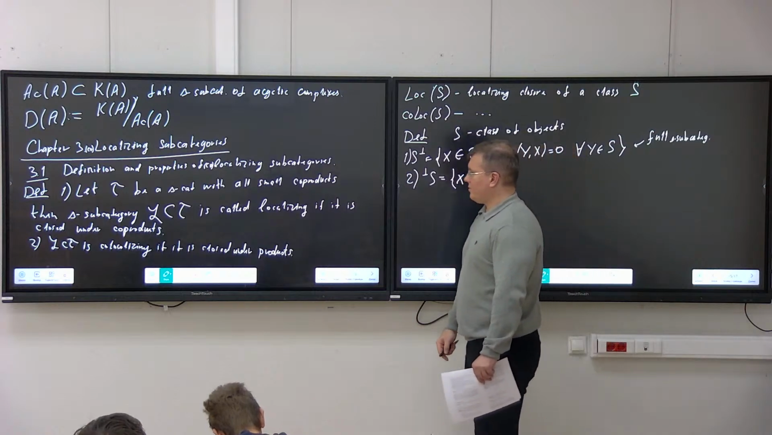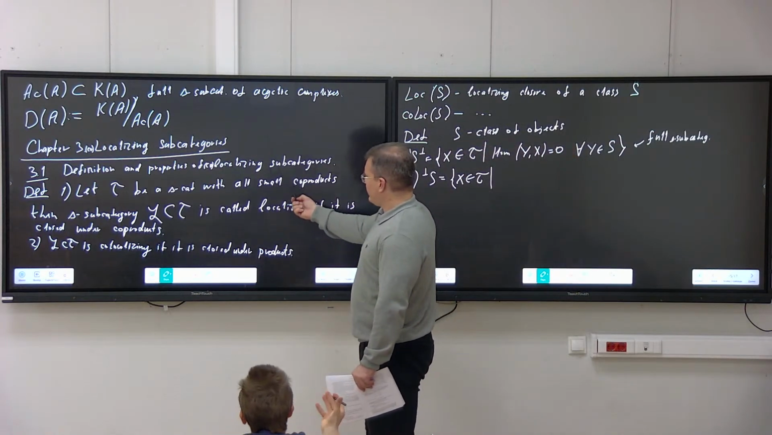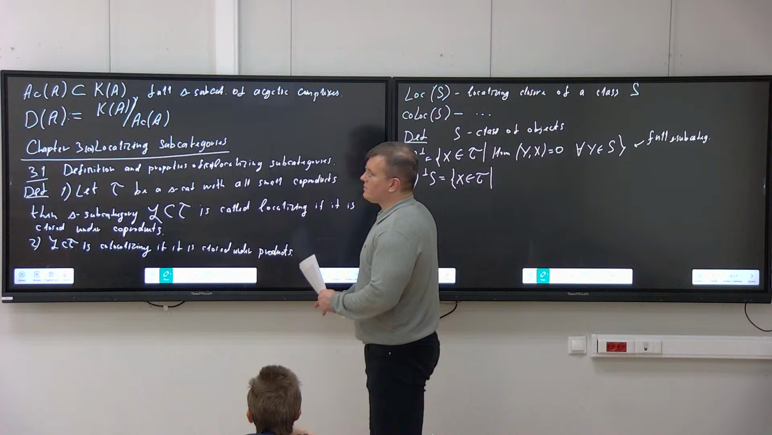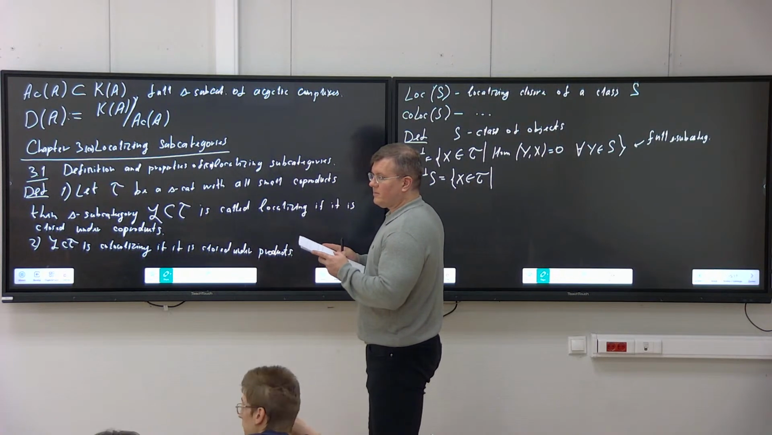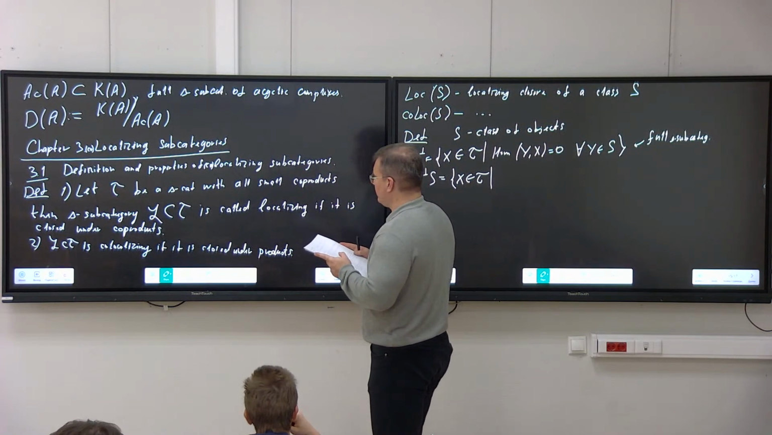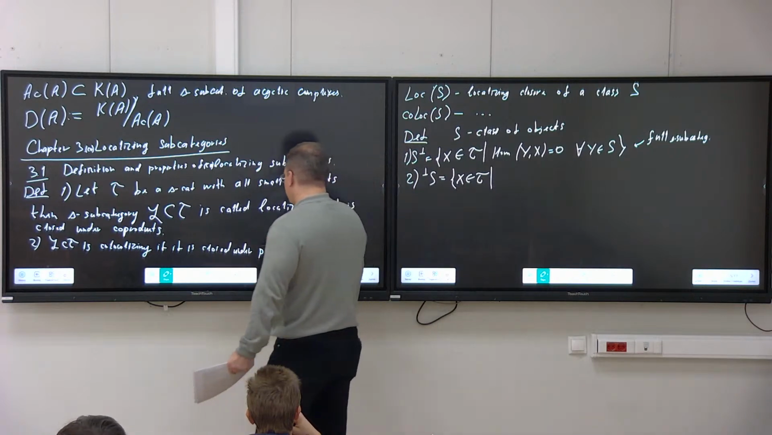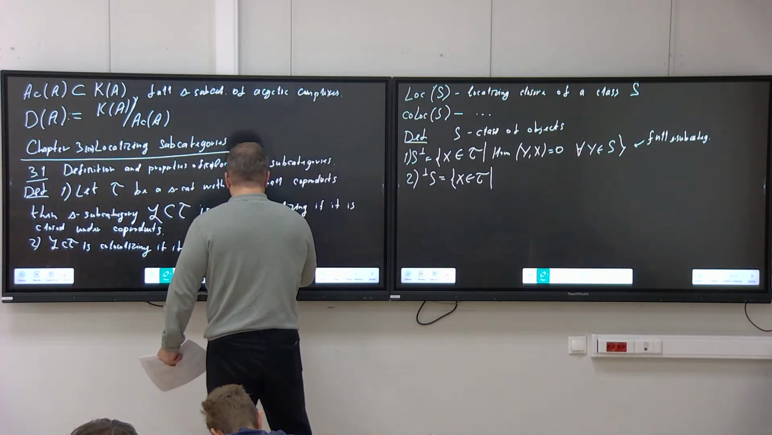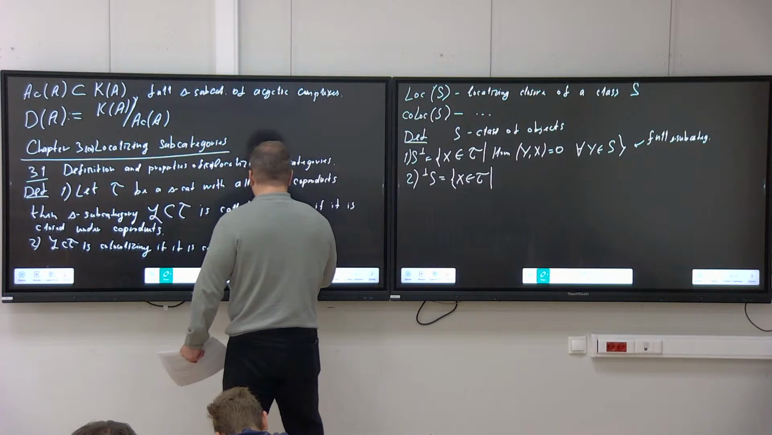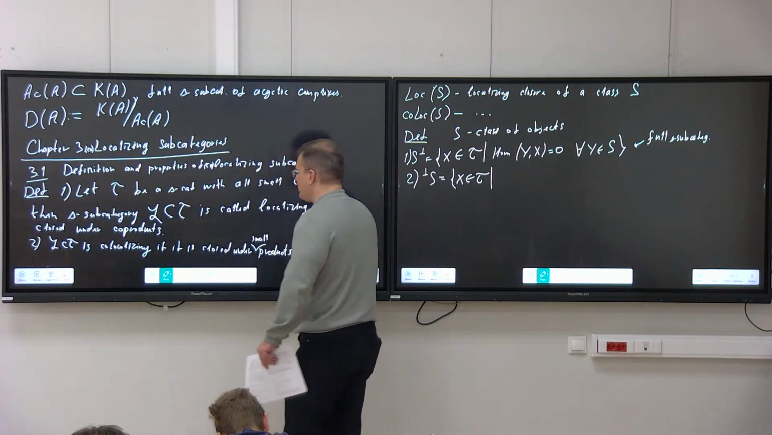By small I mean that we take coproducts over sets. And then we say that this is closed under coproducts. It doesn't matter. Yes, small coproducts. All products, coproducts, limits and quotients are small.